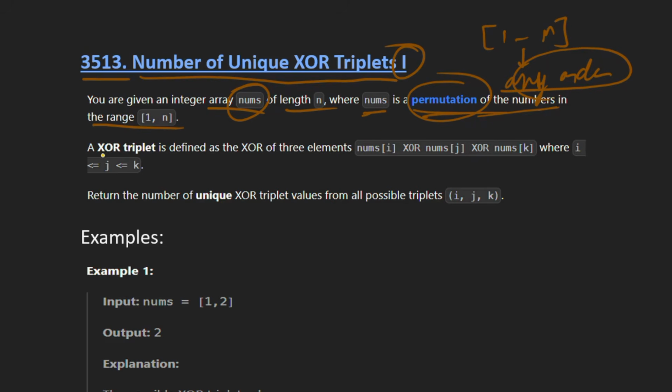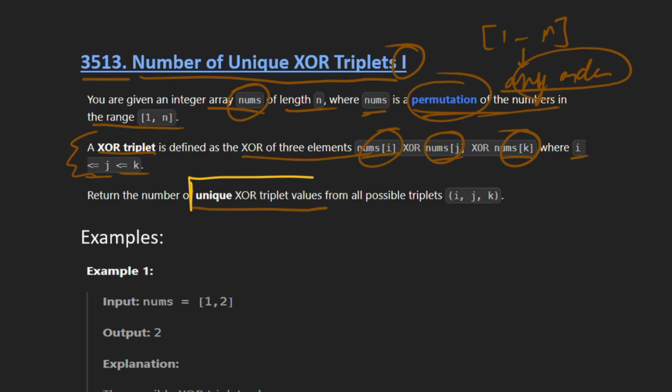Now what is a XOR triplet? A XOR triplet is basically the XOR of three elements, nums of i, nums of j and nums of k, such that i is less than or equal to j and j is less than or equal to k. So these three numbers can be the same also, because i can be equal to j and j can be equal to k, right? So this way a XOR triplet is defined. Now we have to return the number of unique XOR triplet values.